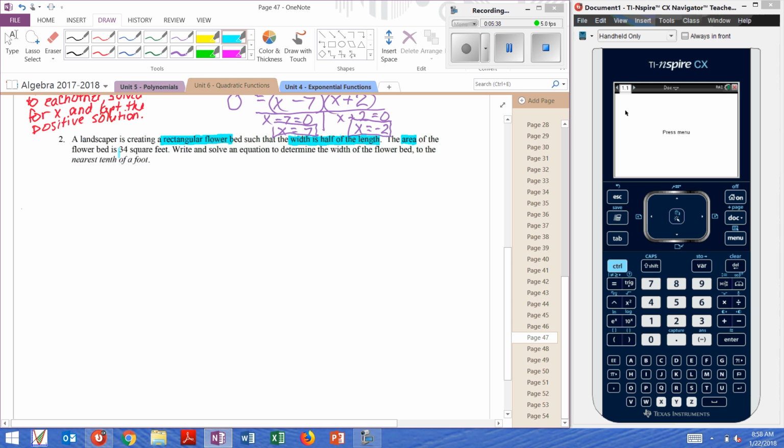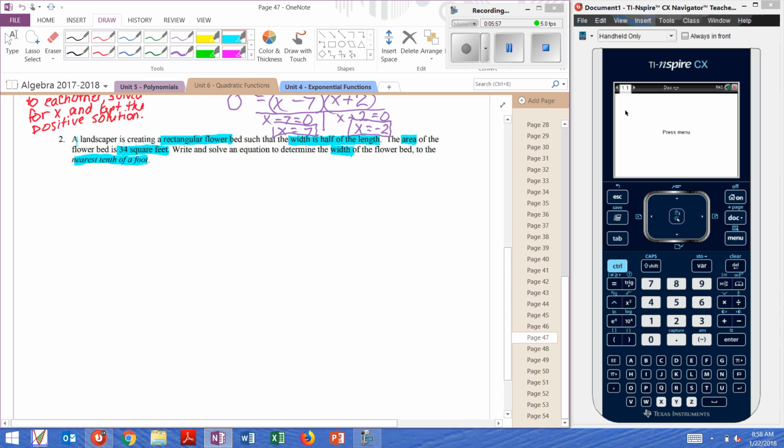The area is 34 square feet. Write and solve an equation to determine the width of the flower bed to the nearest tenth of a foot. So immediately I'm thinking, okay, if these are quadratic questions and I have to round to the nearest tenth of a foot, I am not going to be able to factor this.